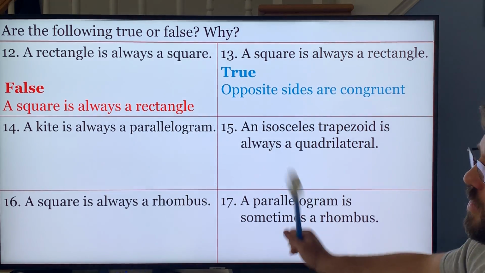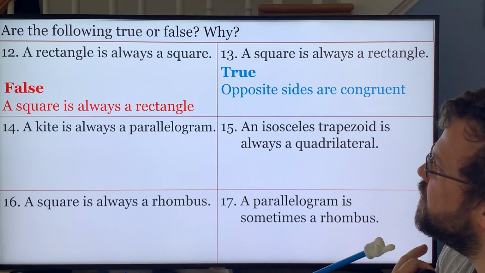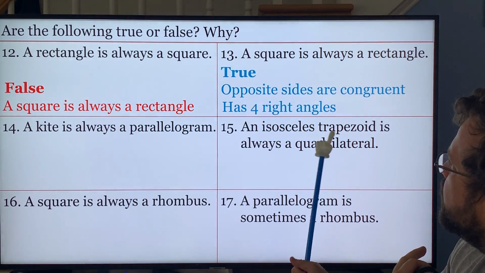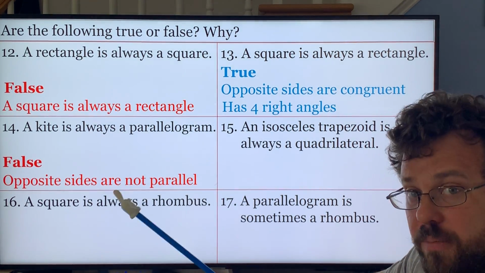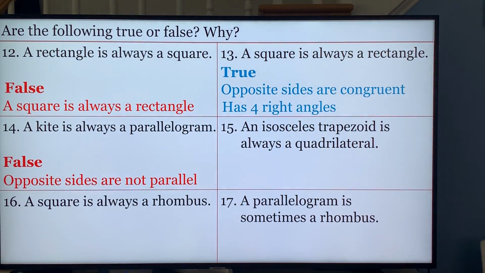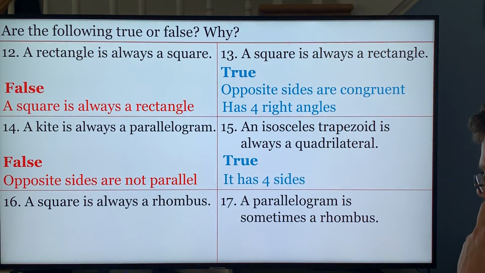Is a kite always a parallelogram? Parallelograms, opposite sides, parallel, congruent. No. And it has 4 right angles. False, because opposite sides are not parallel in a kite. Is an isosceles trapezoid always a quadrilateral? Does it always have 4 sides? Of course it does.